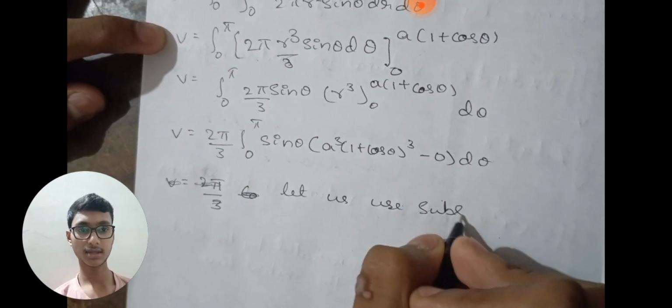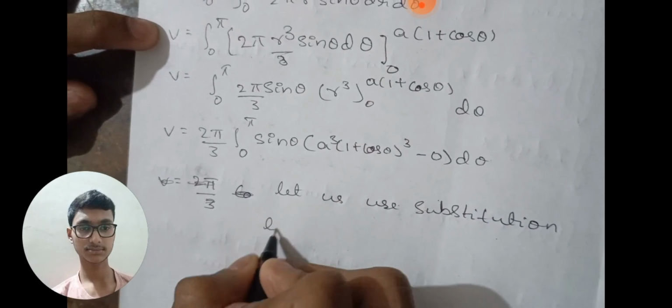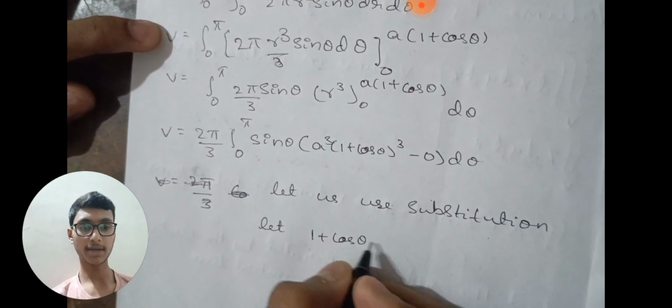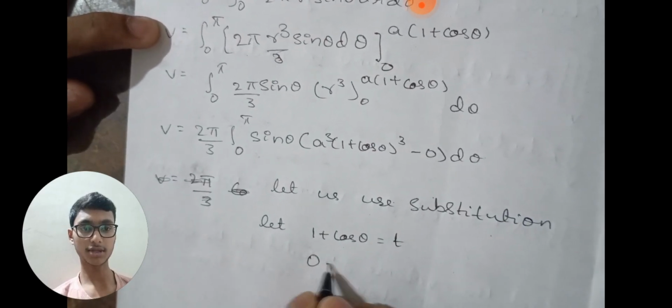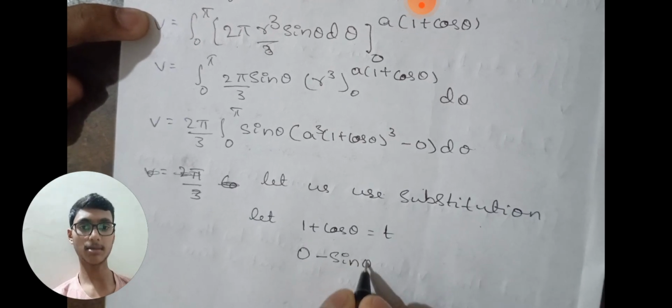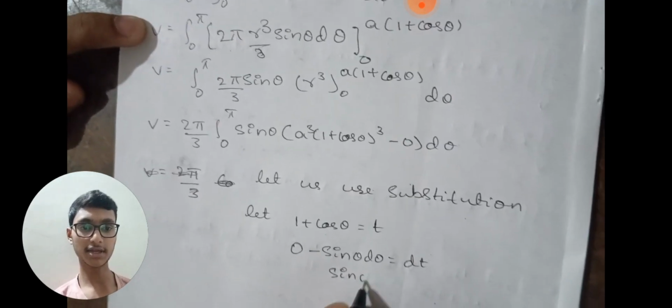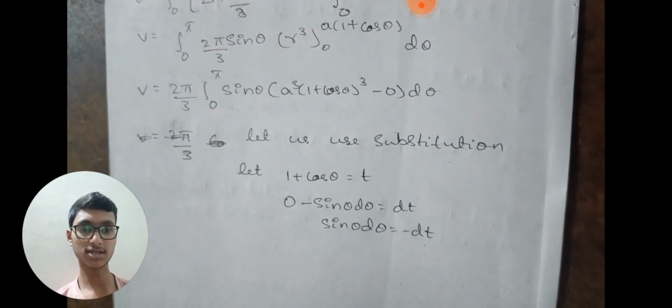That is, let 1 plus cos theta be equal to t. Now by differentiating with respect to theta, 1 becomes 0 because it is constant, cos theta becomes minus sin theta, and t becomes dt. So by reshuffling, sending the minus to the right hand side, sin theta d theta is equal to minus dt.